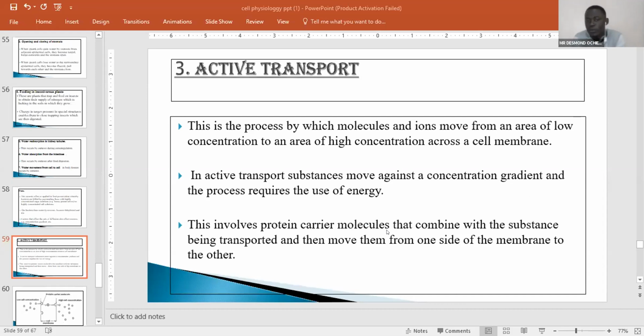So you understand how these protein carriers work. The carriers are protein in nature. They combine with the substances which are to be transported. Then they move them across the membrane from one side to the other. Are we together?